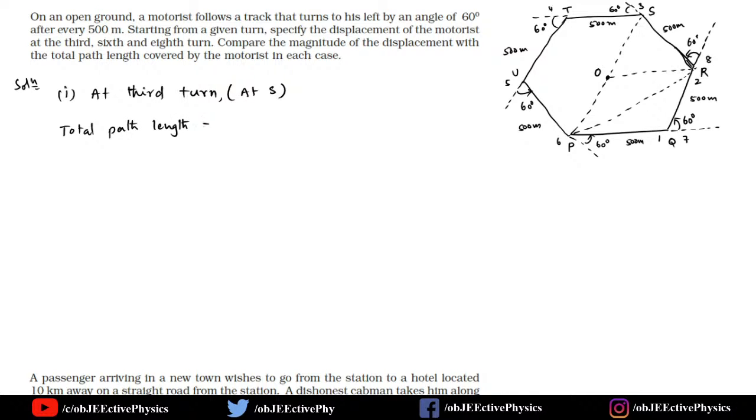So total path length up to the third turn is PQ plus QR plus RS. That is equal to 500 plus 500 plus 500. So that is equal to 1500 meters. This is the path length up to the third turn. From the starting point to the third turn, the path length is 1500 meters. Next, displacement.